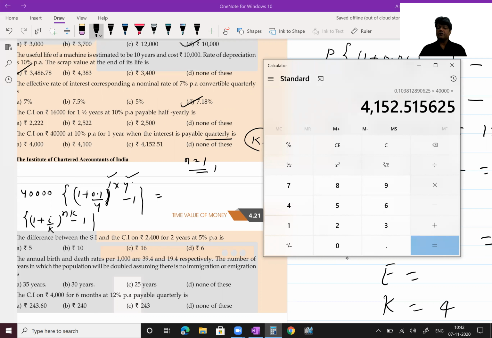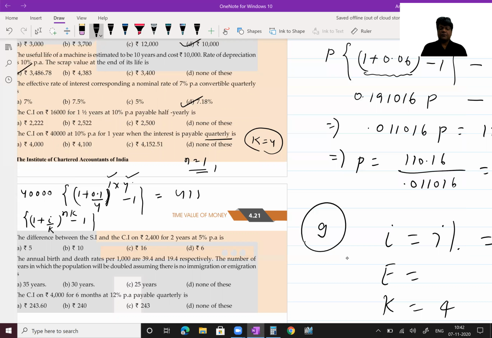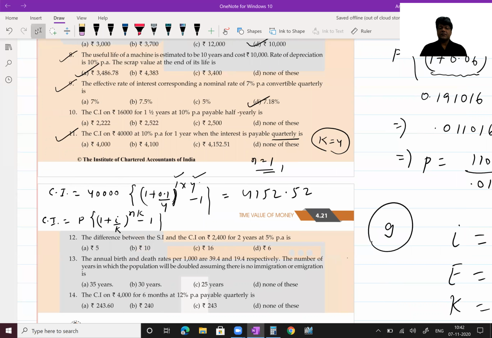Into 40,000 into 4123 is equal to 4152.51 or 52, your book can give. 4152 point should be 52. See what they're saying. No, they are saying up to 51 only. So guys, you take option C because it was 515.